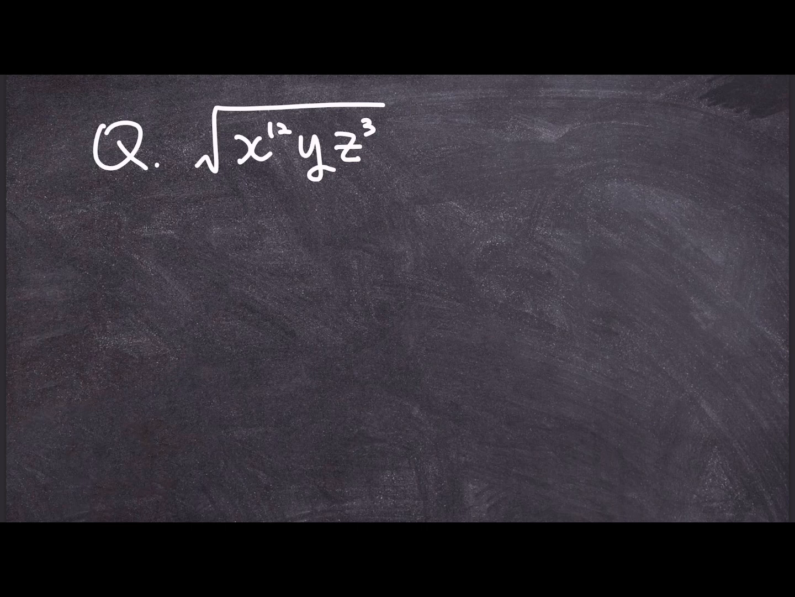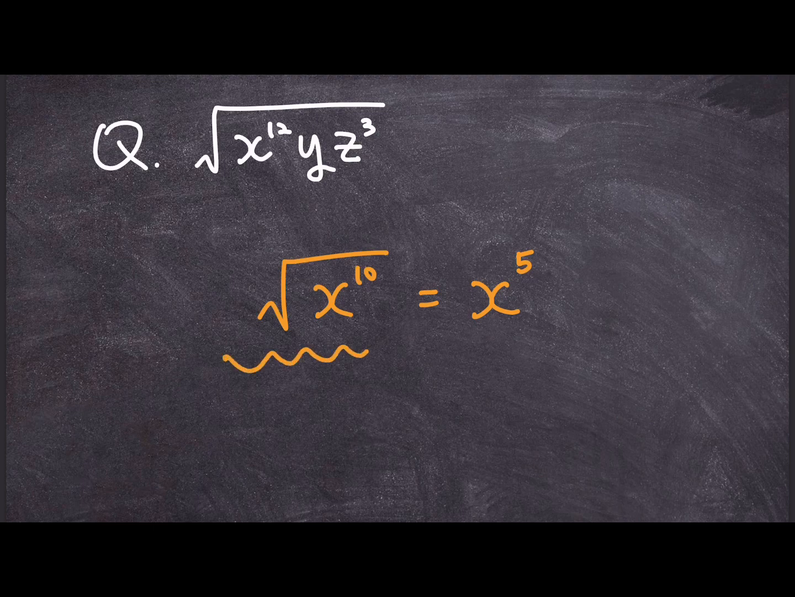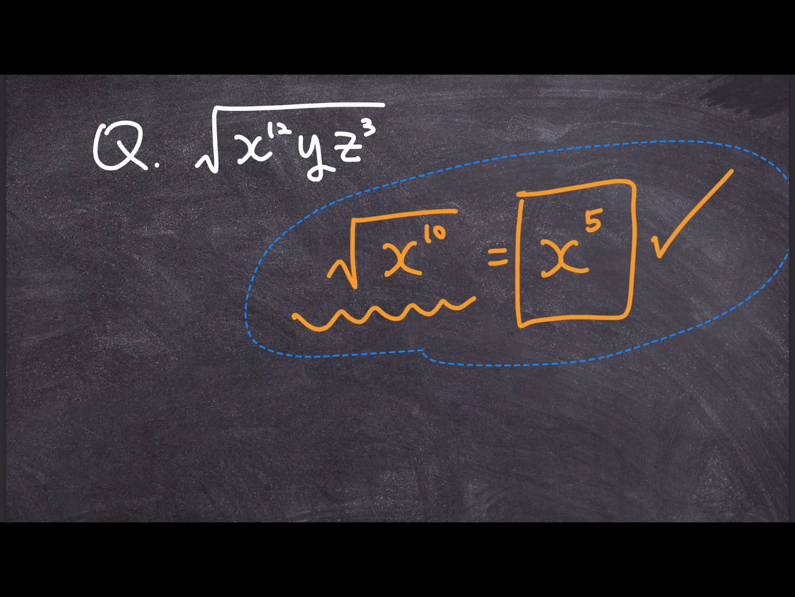So for example, if you have an expression like x to the power of 10, this x to the power of 10 can escape as x to the power of 10 over 2, which is equal to x to the power of 5. While the original is not the simplest form, this one is, so that is your final answer. Now, for even numbered exponents, this works fine.